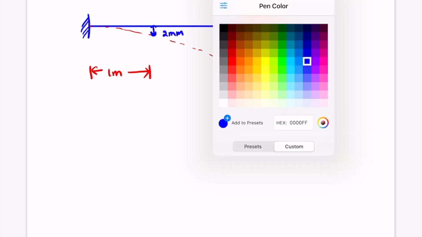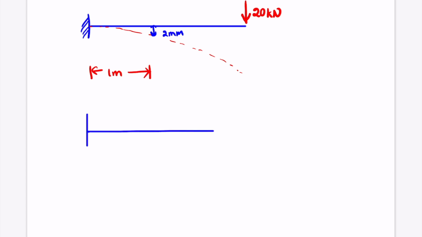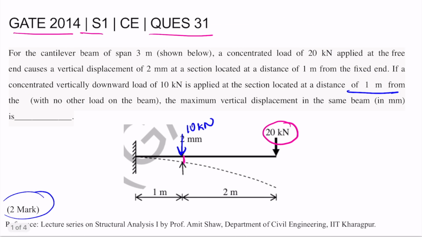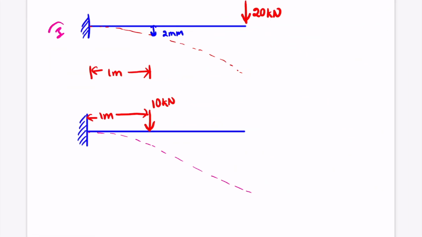Now they have given us one more case. So here also we have the same cantilever beam, but here they are telling us to apply a 10 kilonewton load at the same section, that is 1 meter from the fixed end. So in this case the beam will deflect like this. So they are asking what will be the maximum vertical displacement in the second case. Let's say this is case 1 and this is case 2.